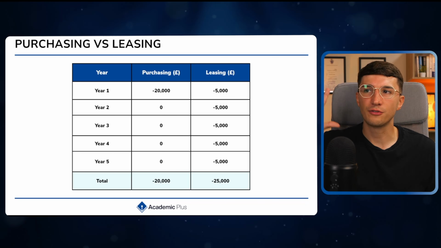So after those 5 years, if you purchase the asset, you've only spent £20,000. But if you've leased it, you've now had to spend £25,000 and you might not own the asset at the end of it. So what are the advantages and the disadvantages then of using leasing as a source of finance?